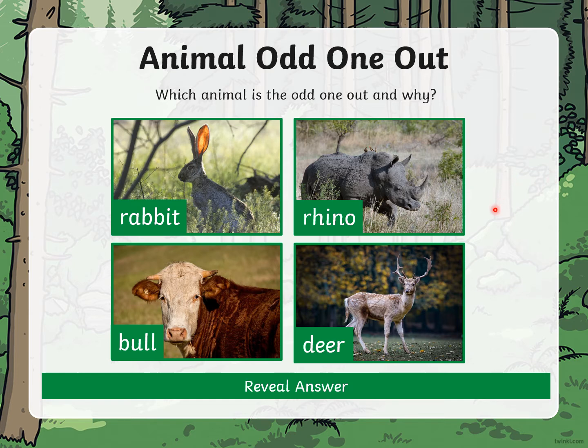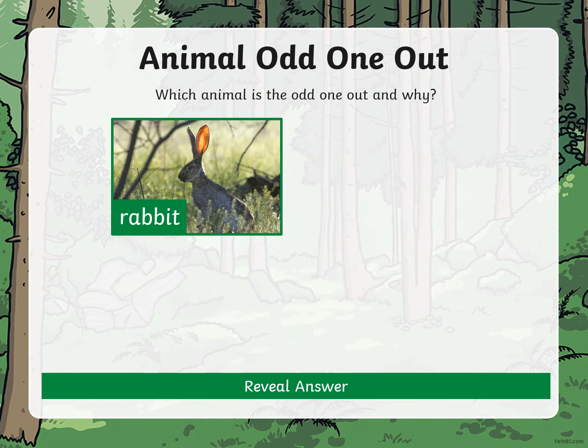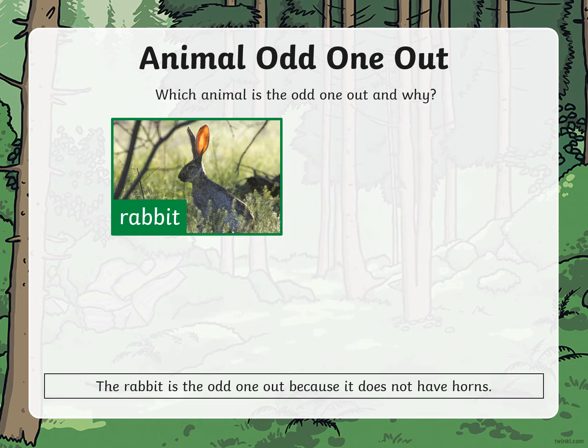What does a rhino have? What's a rhino known for? Its horn, isn't it? It's known for its horn. And the deer has got antlers coming out the top. And there's a bull. But a rabbit doesn't have any horns. It's only got big ears. So the odd one out is the rabbit. The rabbit is the odd one out because it does not have horns.